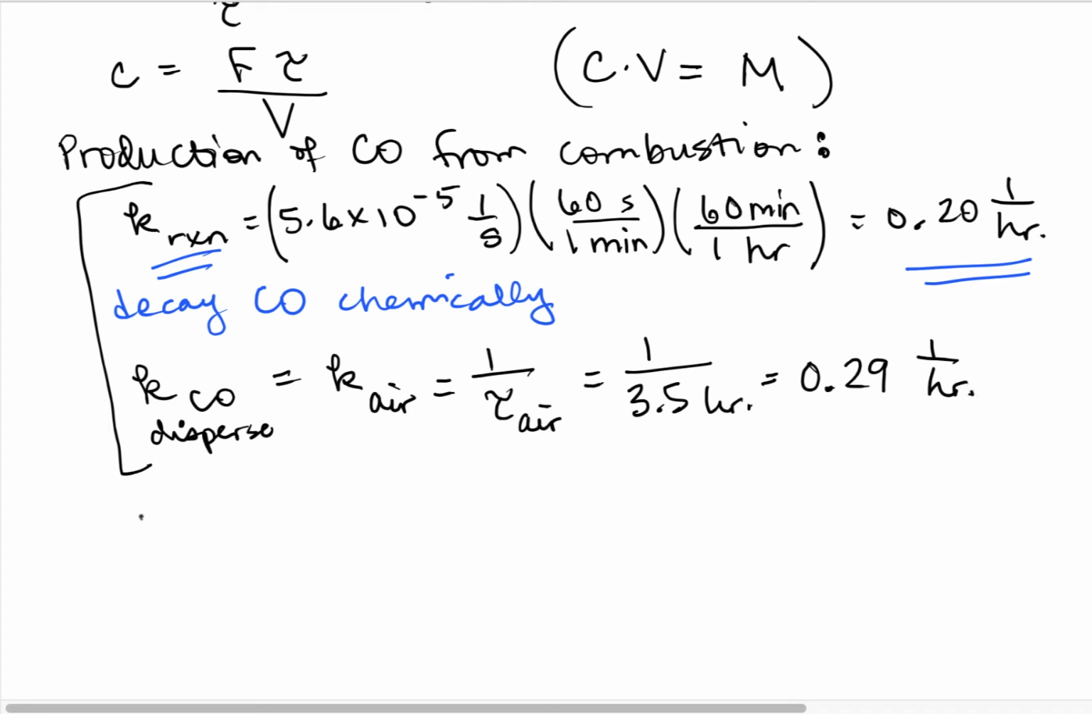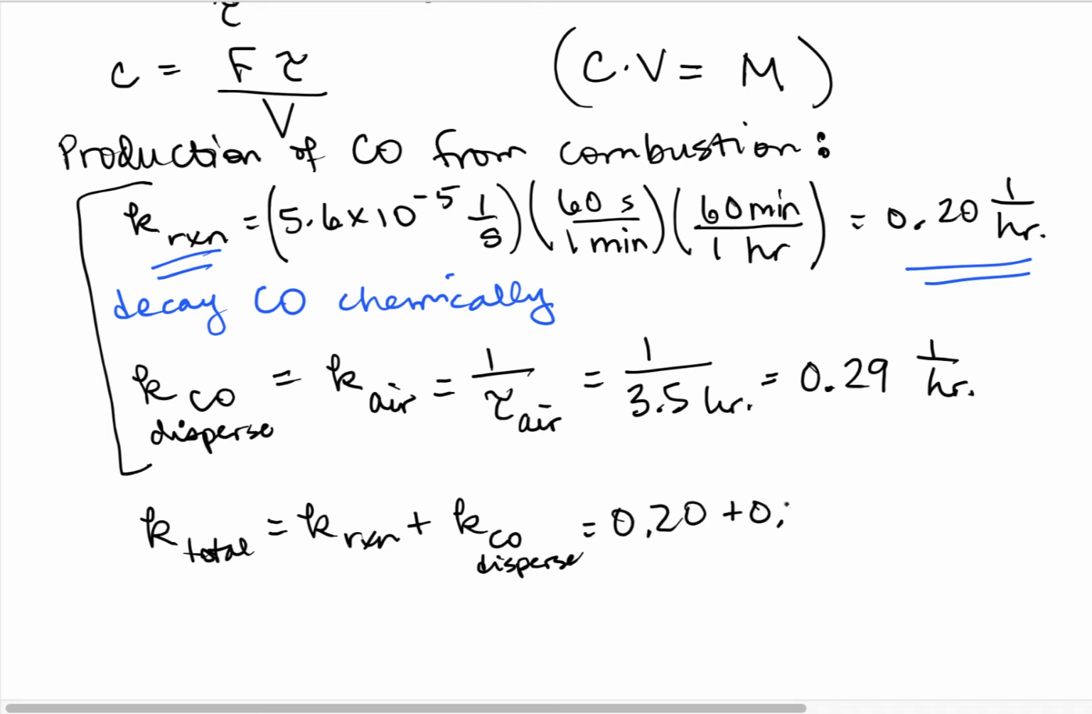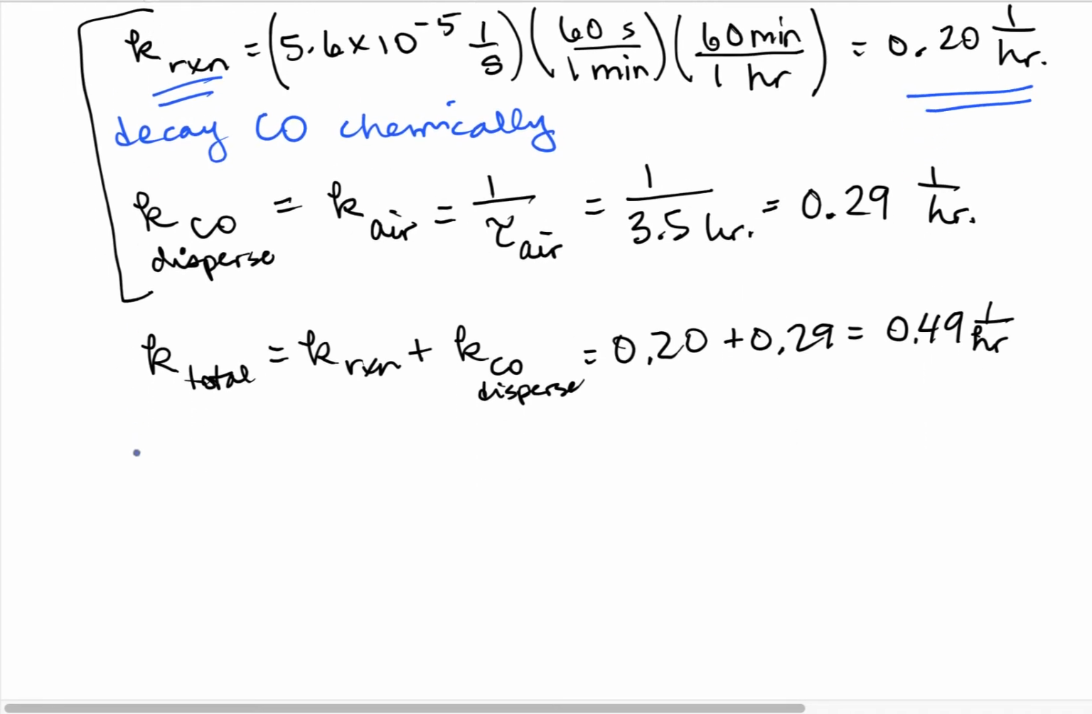So as we saw a moment ago, our total rate constant is equal to the sum of all of our rate constants. So let's just go ahead and add those up. We have 0.20 plus 0.29, or a total of 0.49 per hour being carried out or broken down. So this is a total rate constant, but what are we looking for? Remember, we have to stay on target. We're looking for the steady state concentration.